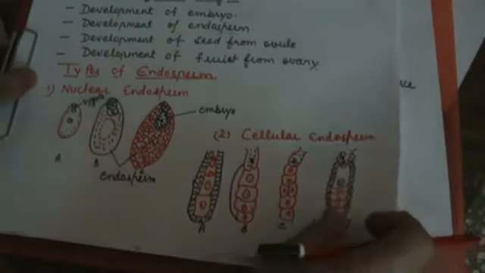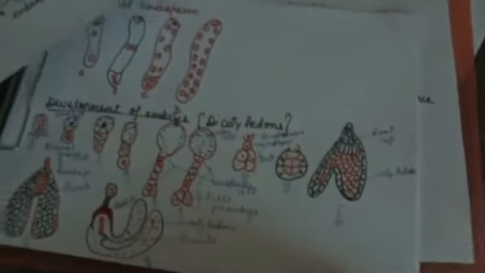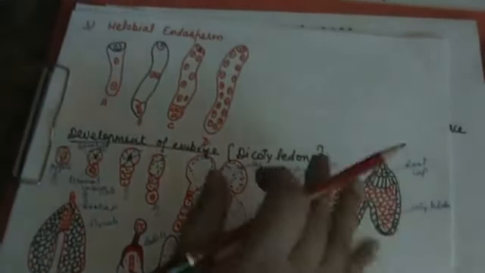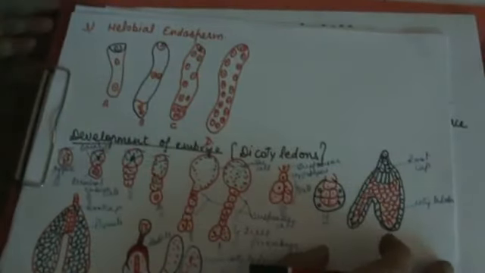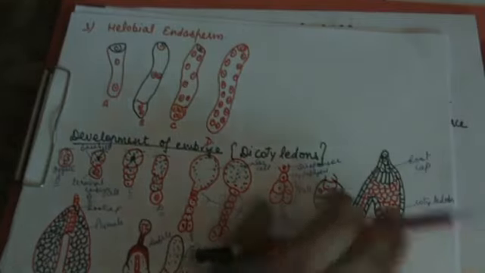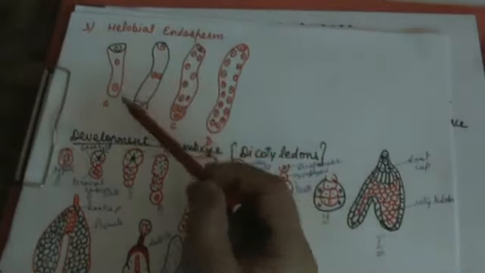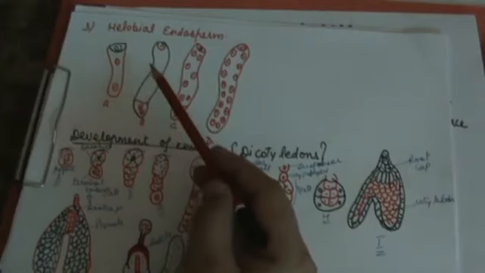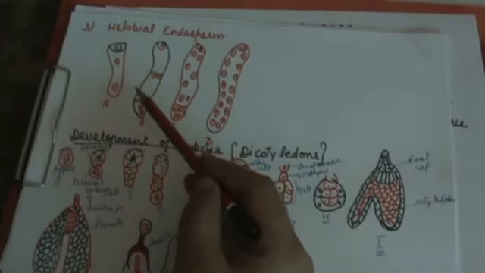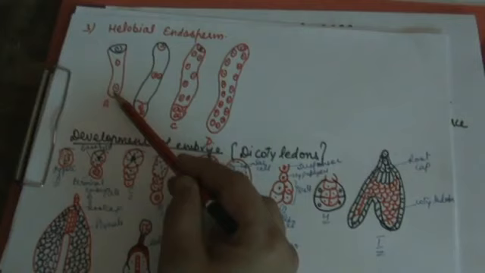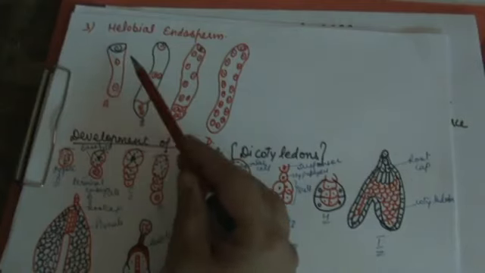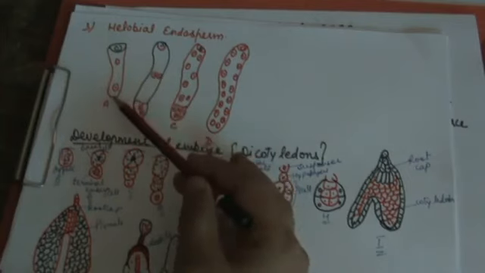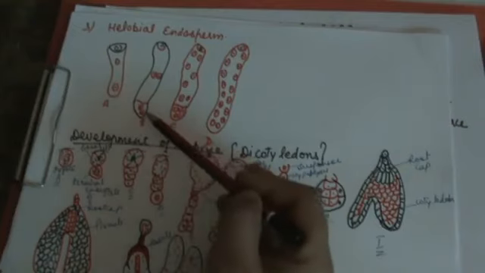Next, the third is helobial endosperm. In this type of endosperm, the primary endosperm nucleus moves towards the chalazal end. In the structure of the ovule, we have studied the chalazal and the micropylar ends. It moves towards the chalazal end, and this is the first nuclear division of the primary endosperm nucleus.